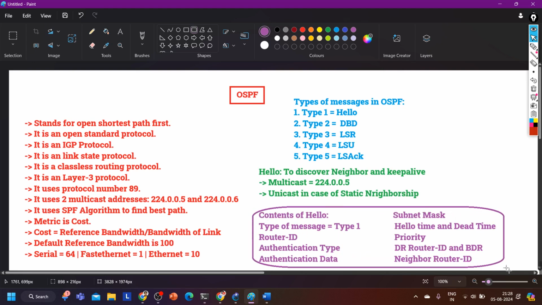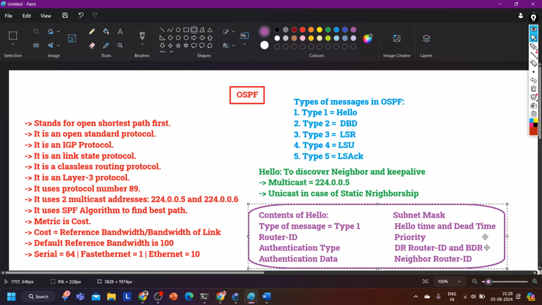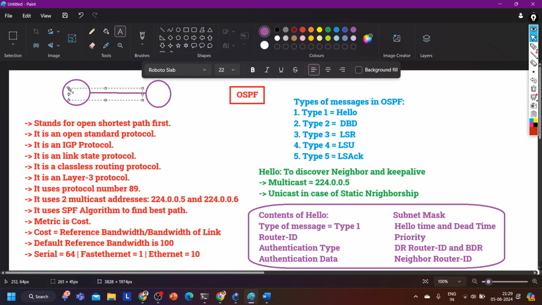Go ahead. R1, R2. Command to configure OSPF on router number 1 is router OSPF, then process ID, after that network command. So with the help of network command, we can enable OSPF on interface, right?